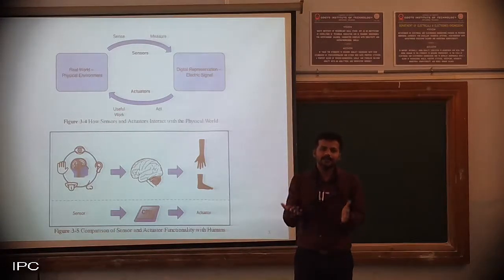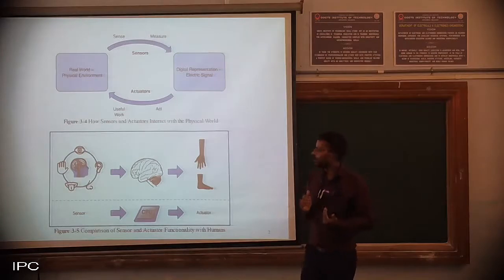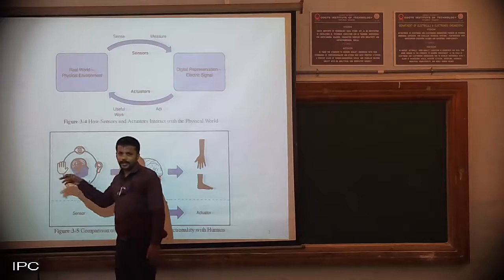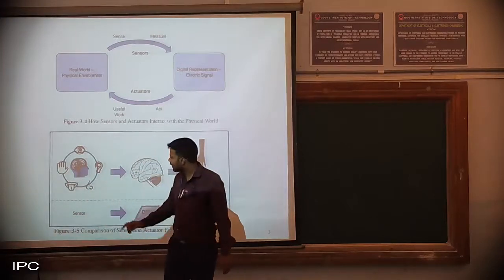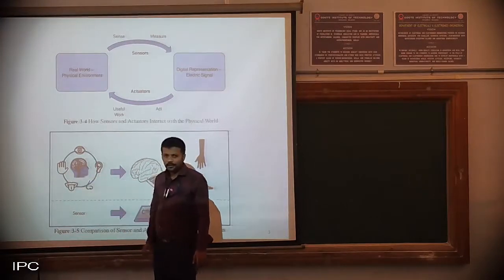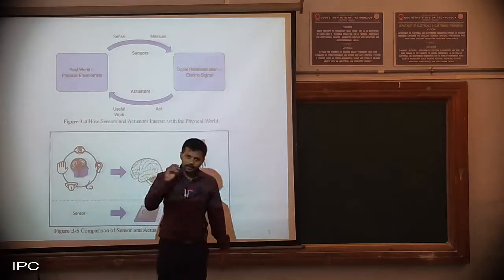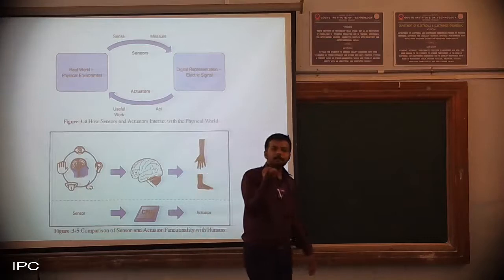That we call as the uplink. Uplink means we are sensing the data and sending it to the brain. If we touch anything, from the hand or from the skin, that information goes directly to the brain. If we taste something, that information also goes to the brain. So the brain is a processor.